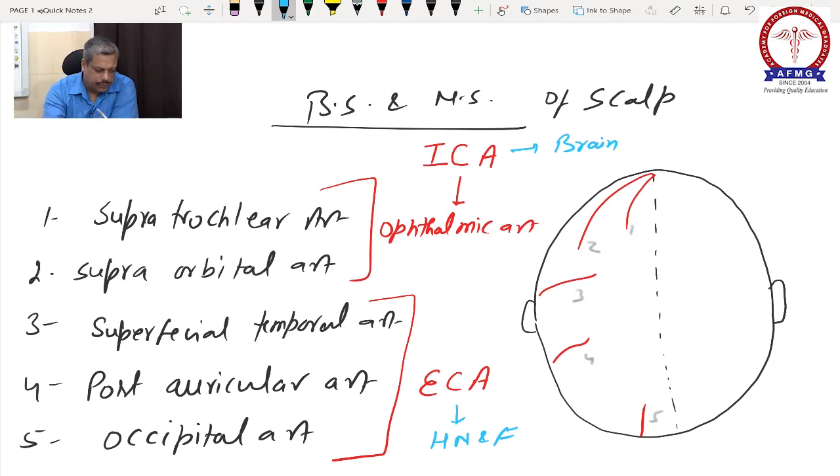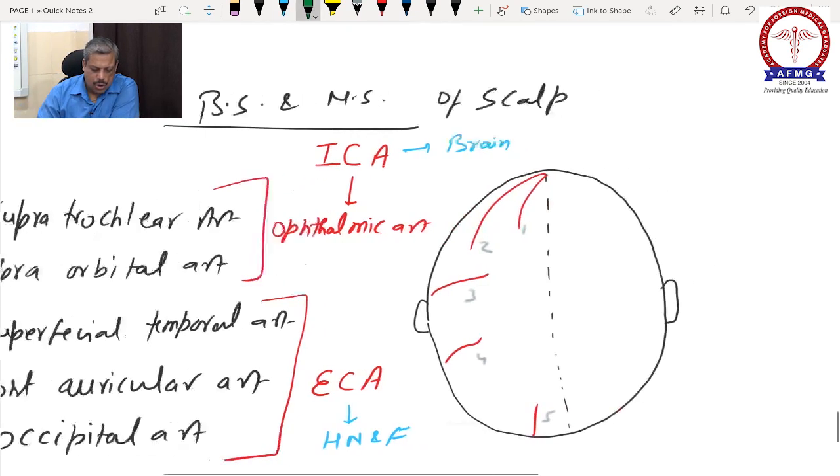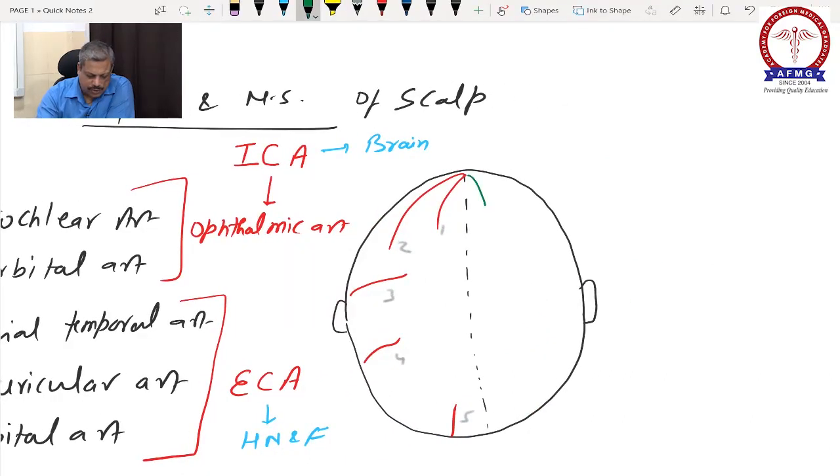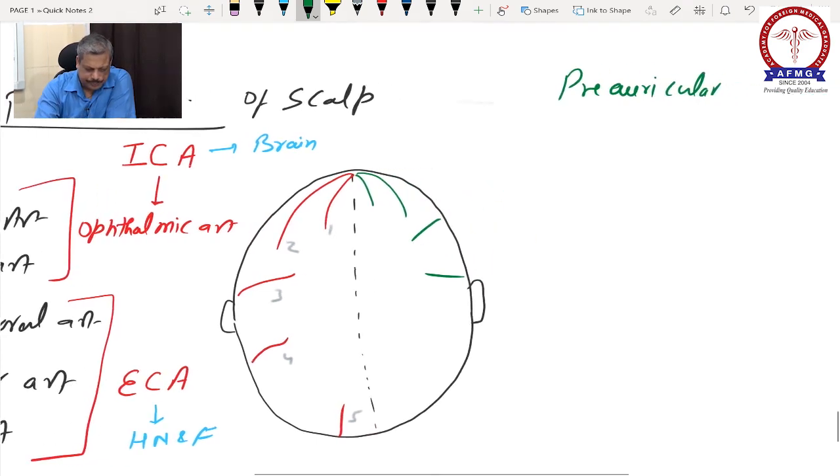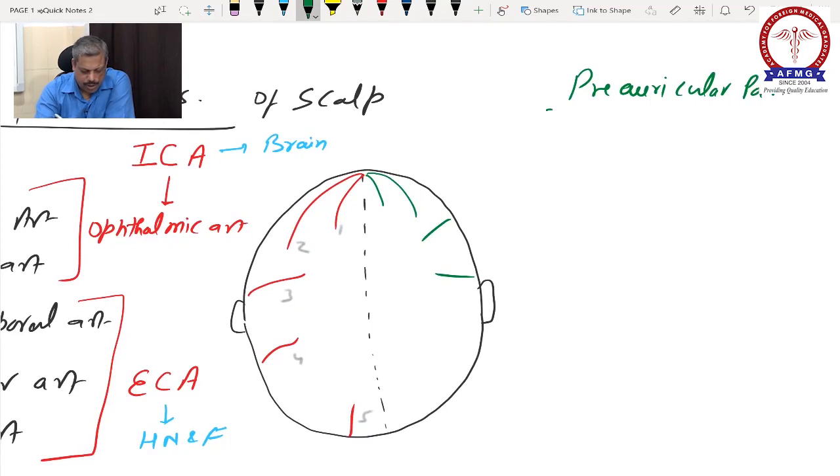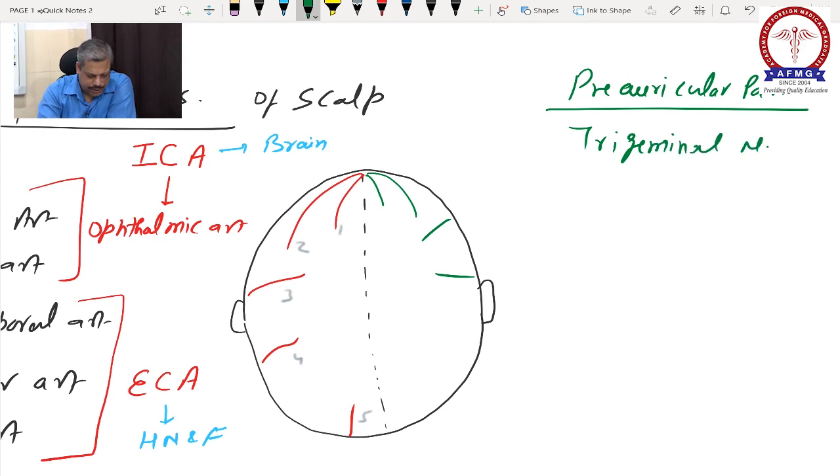Now what is the nerve supply of the scalp? Very rich nerve supply also. So we will see it in 2 parts. 4 nerves are supplying the scalp. This is the preauricular part. The preauricular part of the scalp is supplied by these 4 nerves, which are branches of the trigeminal nerve. The preauricular part of the scalp is supplied by branches of the trigeminal nerve.